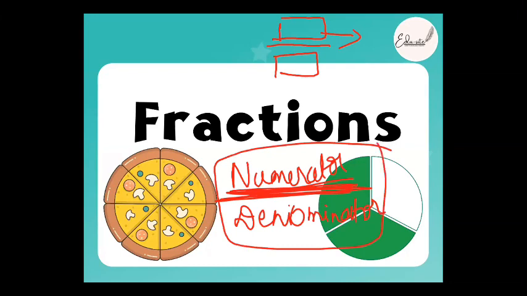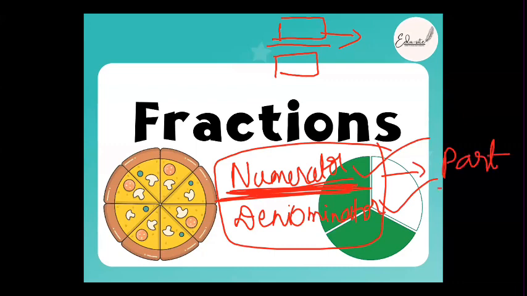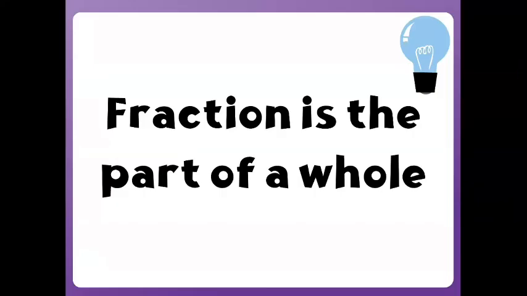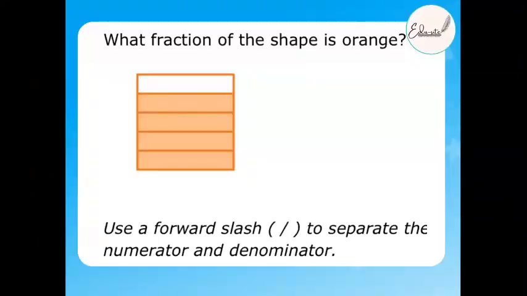So a fraction has two parts: the numerator and the denominator. In the numerator, you write the part, and in the denominator, you write the total or the whole. That's all, this is everything about the fraction. Now we'll have a few figures, and you have to recognize what fraction each figure is indicating. There is a figure here. What fraction of the shape is orange? Can you tell me?